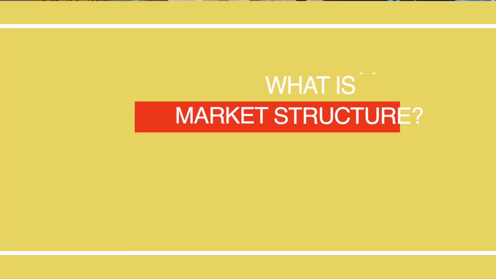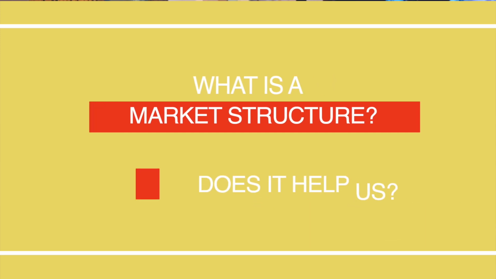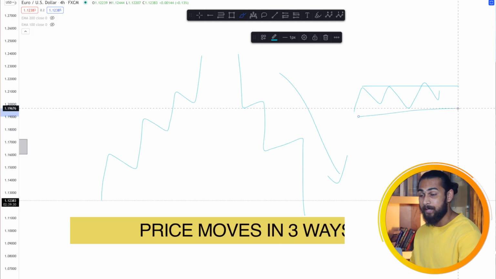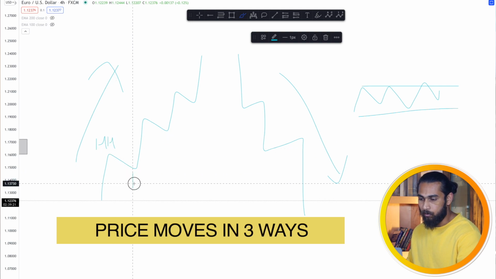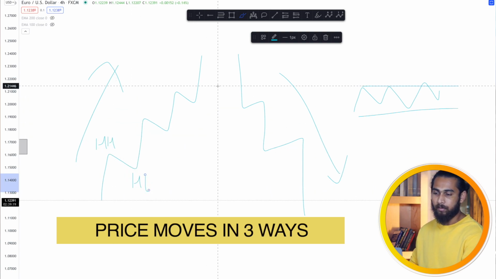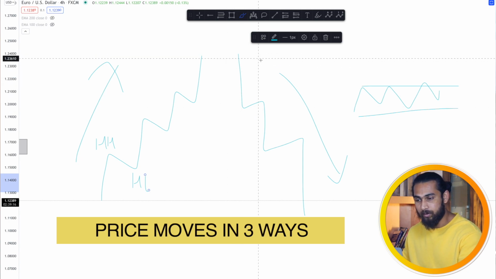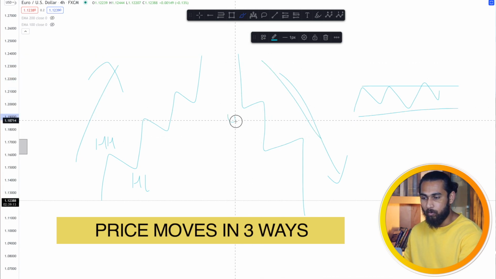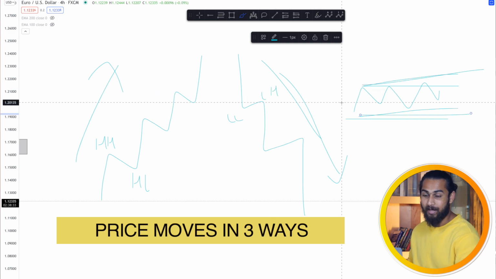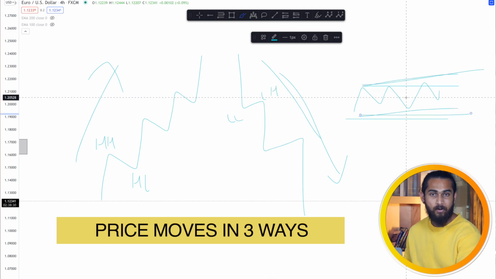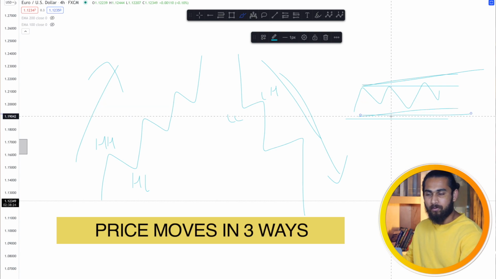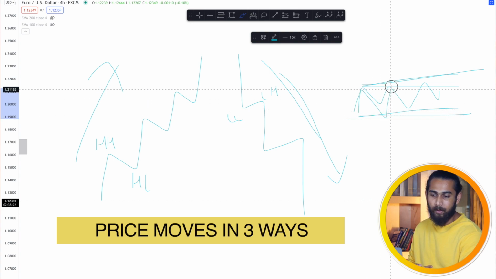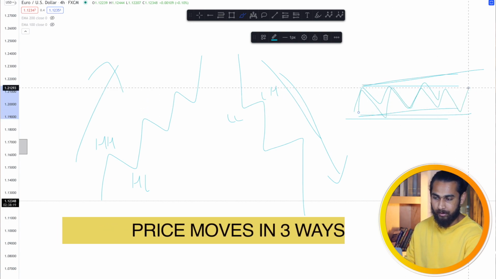Let us first understand what a market structure is and how it helps us. The price basically moves in three ways. The first one is an uptrend, where the price creates higher highs and higher lows. The second one is a downtrend, where the price moves down and creates lower lows and lower highs. And the third one is a sideways direction, or a range or a consolidation, where the price neither creates highs nor lows. It is just moving in a sideways direction like this.